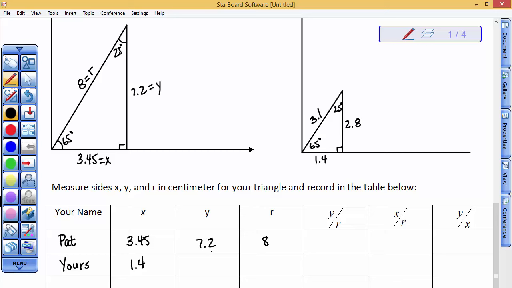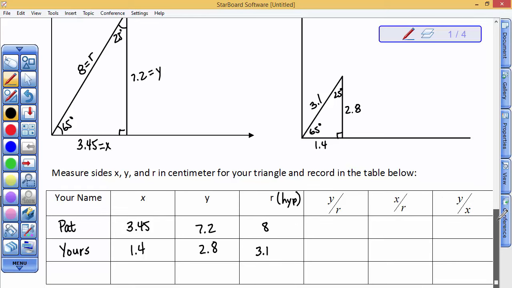So your x value measured to be 1.4, your y value was 2.8, and your r value is 3.1. I'm just going to put here that this is the hypotenuse. So we decided to establish a pattern for the trig functions, and that is that the ratio of the side y over r, this side divided by this side, 7.2 for me divided by 8, that ratio would be called the sine of the 65-degree angle.